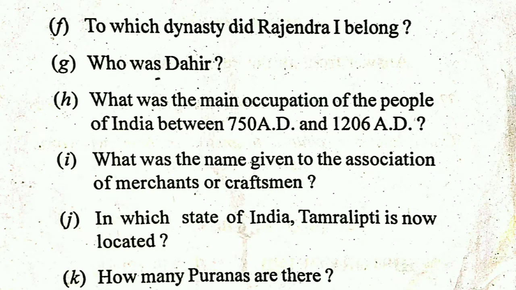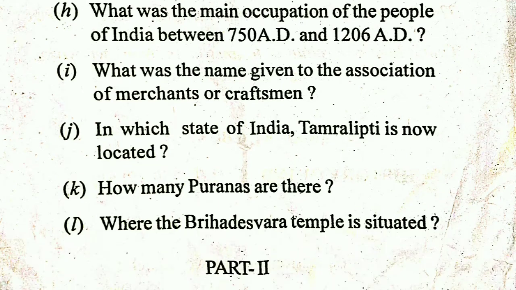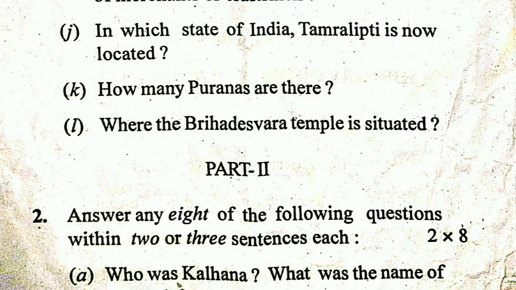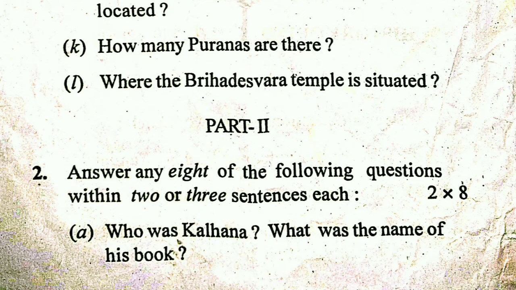G. Who was Dahir? H. What was the main occupation of the people of India between 715 AD and 1206 AD? I. What is the name given to the association of merchants or craftsmen? J. In which state of India is Tamralipti now located? K. How many Puranas are there? L. Where is the Brihadeshwara temple situated?